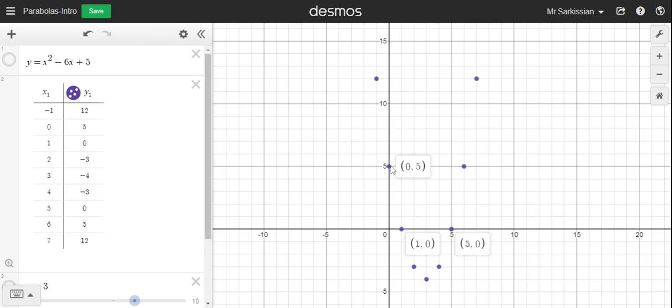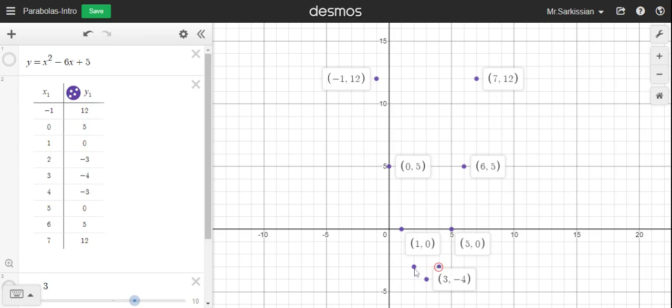Now that we completed the table of values, we can plot these points one by one. -1 and 12 is right there. 0, 5, we already had it. 1 and 0, 2 and -3 is going to be right here. And then we have the other points, 3, -4. And then we have 4, -3. And then we have 6, 5. And finally, 7 and 12. So these are all the points from our table of values that we plot here.